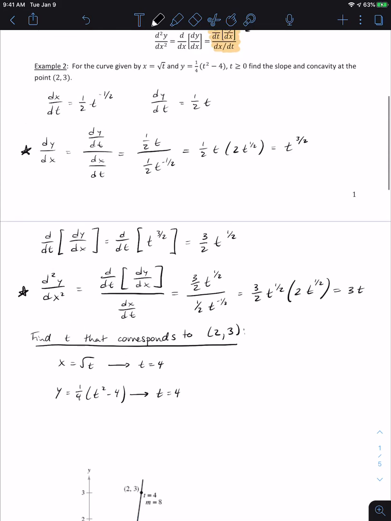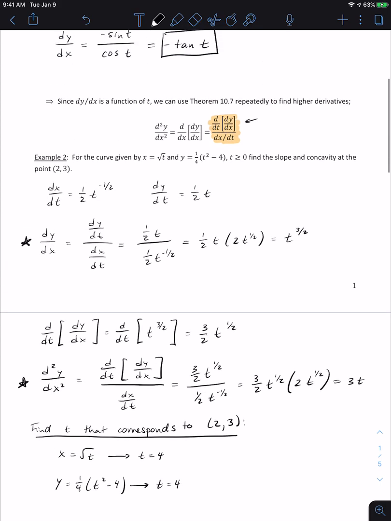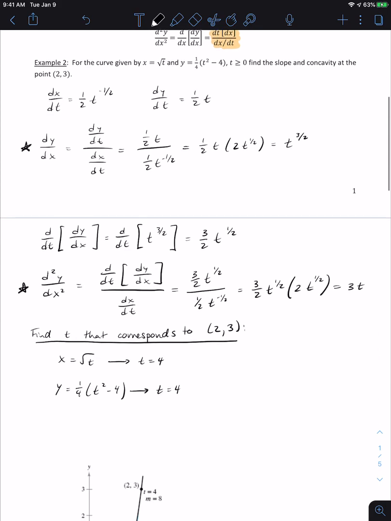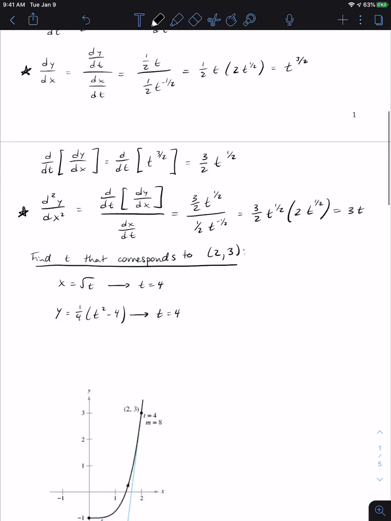Right? So now we have the t value that corresponds to this point. So now we can plug that t value into the first derivative and into the second derivative, and that will give us our slope and concavity at that point. All right? So our slope at the point 2, 3, which is the same, oops, scoot this over a little bit.